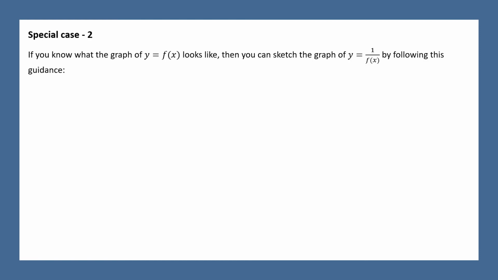Now let's look at the special case 2. We are given y is equal to f of x, and we are going to sketch y is equal to 1 by f of x. The zeros of y is equal to f of x become vertical asymptotes for y is equal to 1 by f of x. The zeros here represent where it crosses the x-axis.